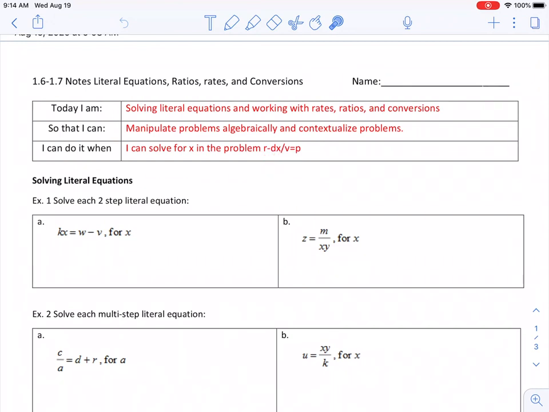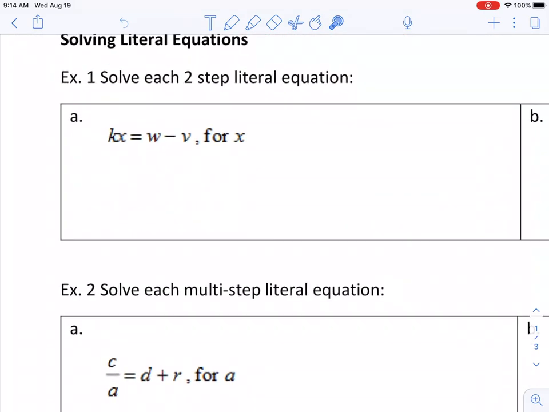So literal equations are equations that are filled with variables and don't have any numbers, or may have a couple numbers. But for the most part, it's about following the steps to solve an equation without being able to combine or simplify numbers. So I've got a couple simple examples here in example 1.